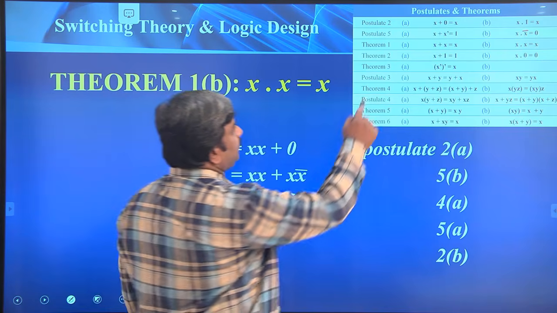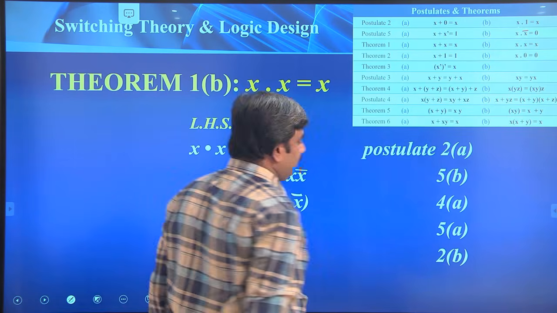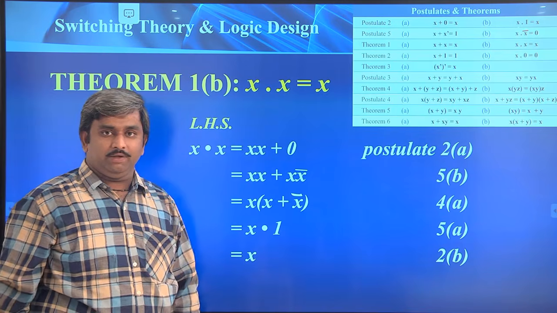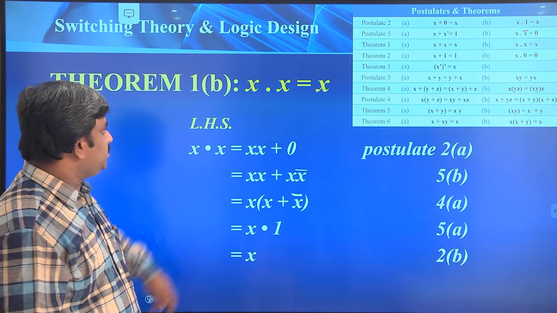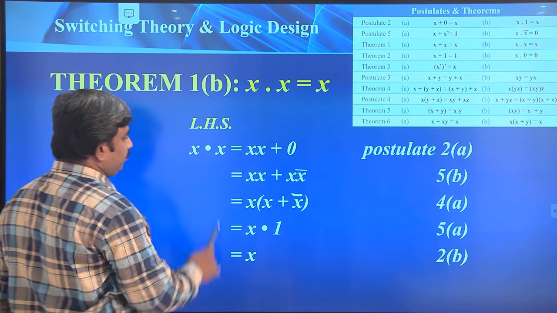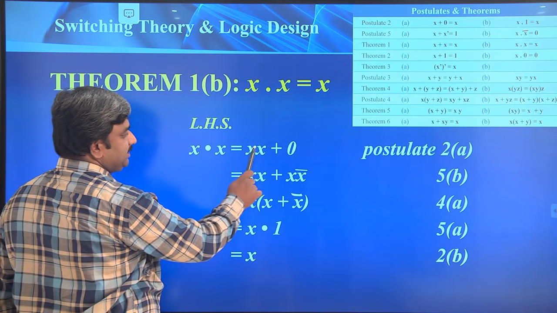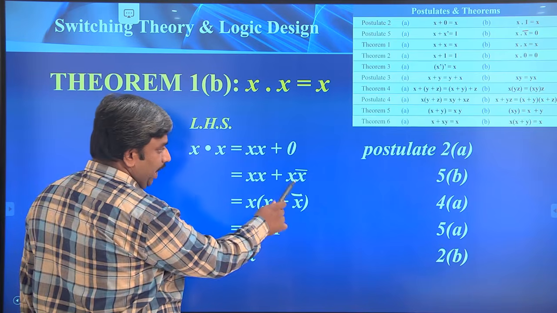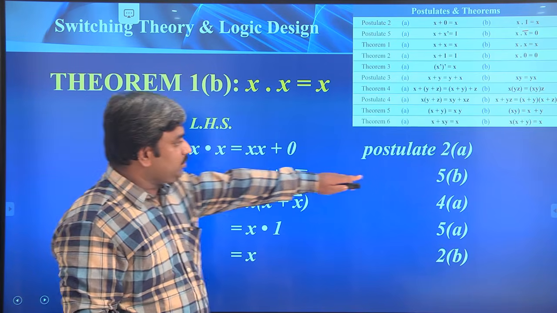So what is postulate 2b? x into 1 is equal to x. So this is theorem 1b. It's a very simple thing. x into x is equal to x we have to prove. x into x is equal to x into x plus 0. I have added plus 0. Next, in the place of 0, I have kept x into x bar by using postulate 5b.